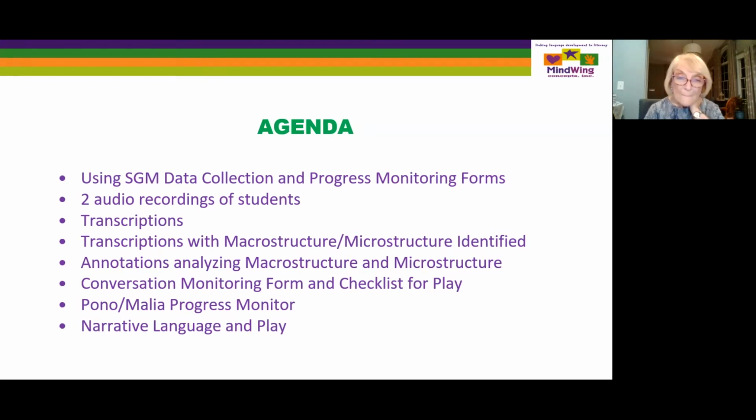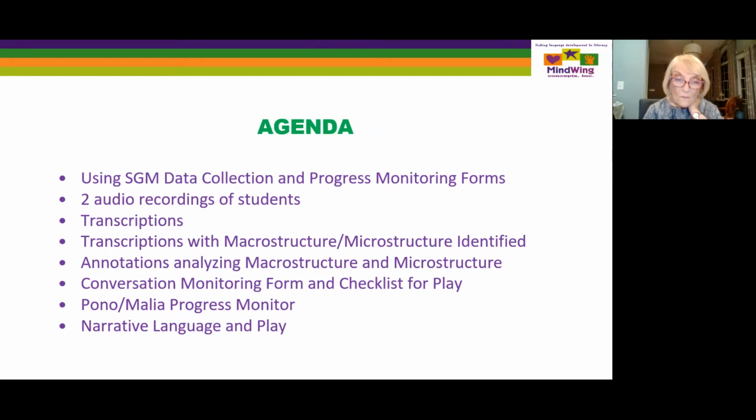And then Linda will show the annotations that she and Mary Ellen made on the macrostructure and microstructure of the language samples. And we will also talk about what we call our conversation monitoring form and checklist for play that can be used for collaboration with the classroom teachers. And then we will show the progress monitor filled in for those specific 2 language samples.